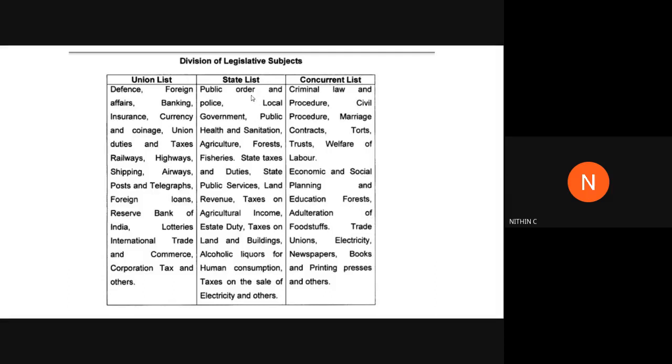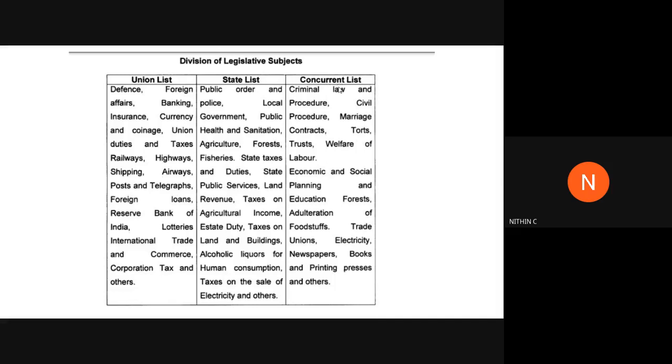When it comes to state list, public order and police, local government, public health and sanitation, agriculture, forest, fisheries, state taxes and duties, state public services, land revenues, taxes on agricultural income, estate duty, then taxes on land and buildings, alcoholic liquors for human consumption, taxes on sale of electricity and gas. So ഈ ലിക്കർ കാര്യങ്ങളൊക്കെ വരുന്നത് സ്റ്റേറ്റ് ലിസ്റ്റ് തന്നെയാണ്. So a state can decide on whether to ban or not.